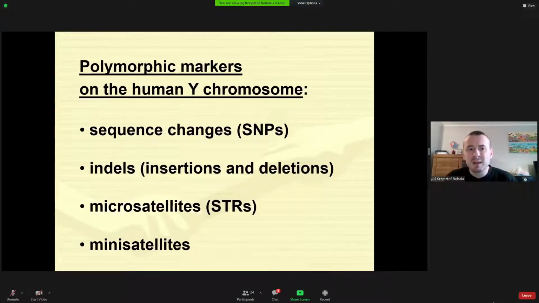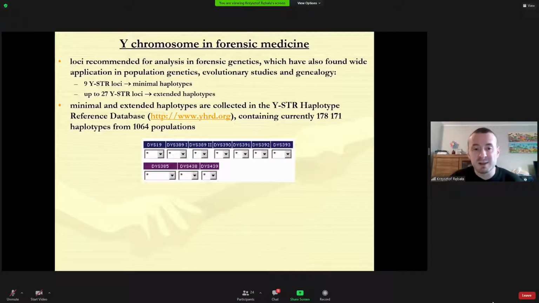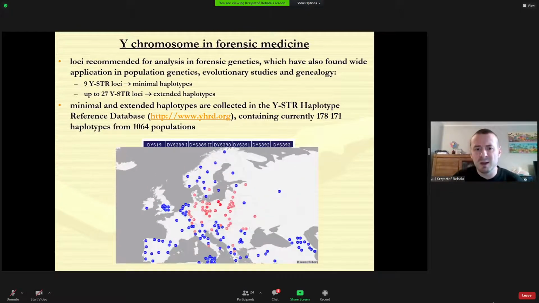Of course, we have different polymorphic markers present on the human Y chromosome. We have sequence changes, the SNPs, single nucleotide polymorphisms. We have indels, insertion deletion polymorphisms. We also have microsatellites, studied especially in forensic genetics, and minisatellites. I think I have told you about this database. Let us go further.